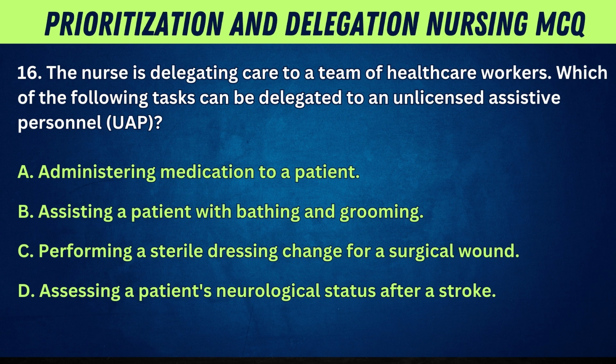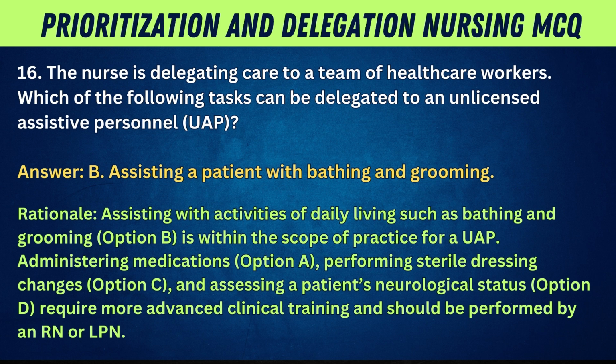16. The nurse is delegating care to a team of healthcare workers. Which of the following tasks can be delegated to an unlicensed assistive personnel, UAP? A. Administering medication to a patient. B. Assisting a patient with bathing and grooming. C. Performing a sterile dressing change for a surgical wound. D. Assessing a patient's neurological status after a stroke. Answer: B. Assisting a patient with bathing and grooming.